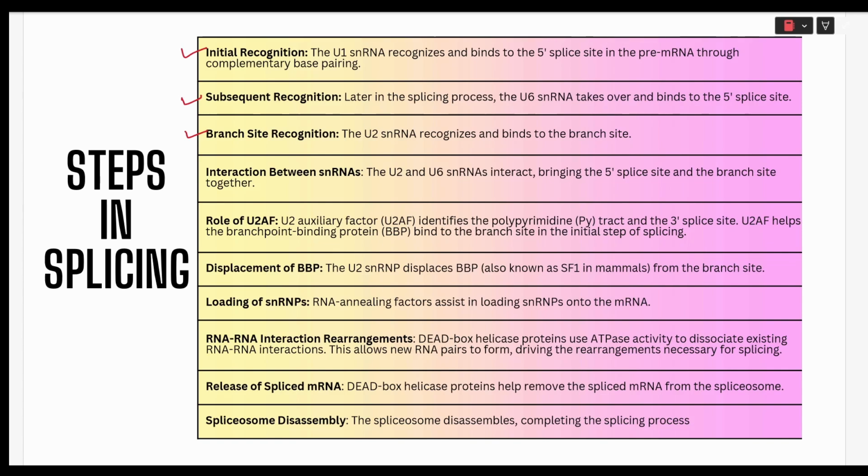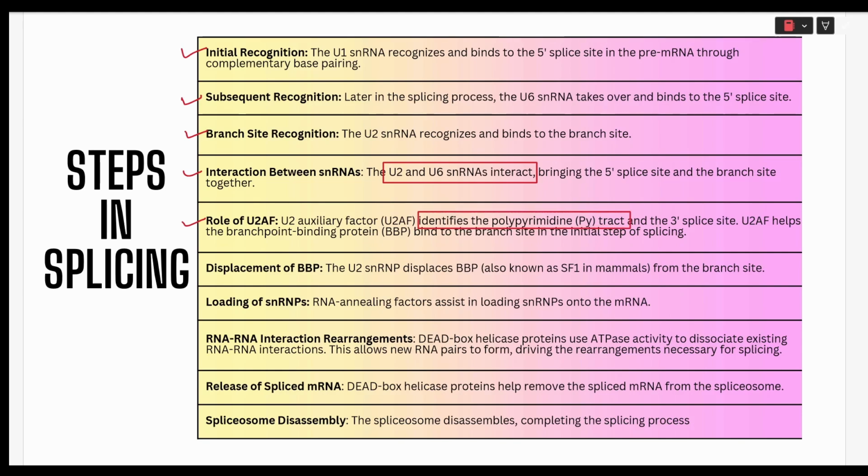Now the fourth step, there is an interaction between U6. I'm just going to label, you can just denote the major one. So U2 and U6 snRNA, they interact. Okay, and the next thing is obviously the role of U2AF. So U2AF basically means U2 auxiliary factor. The main function of the U2 auxiliary factor is to identify the polypyrimidine tract and the 3' splice site. Basically, this is the function of the U2AF.